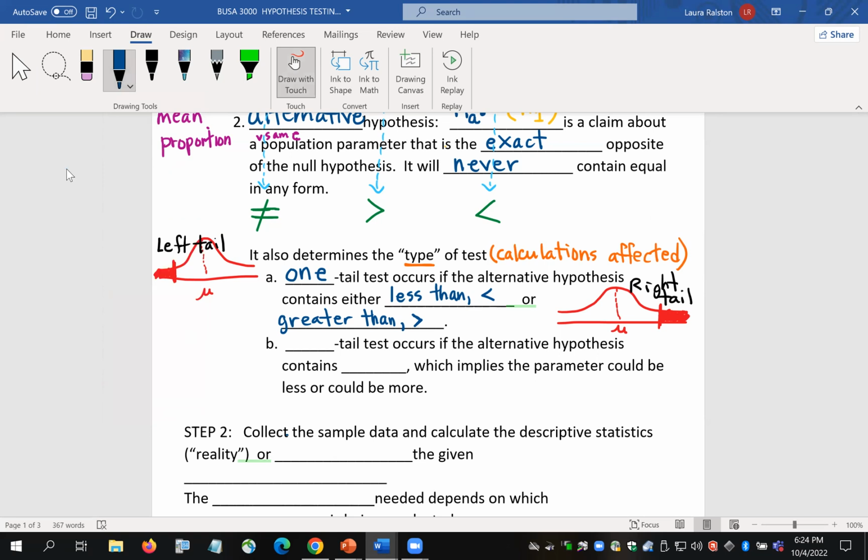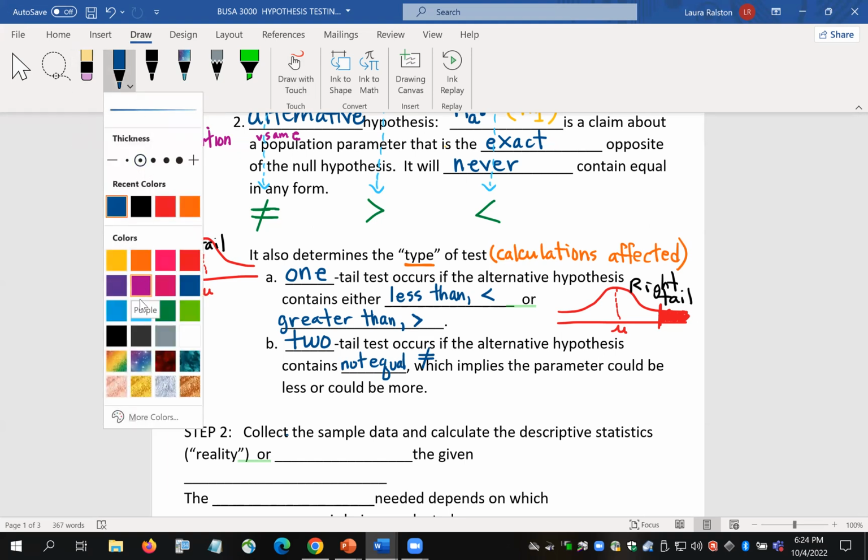The other type of test you can have is a two-tail test. A two-tail test occurs if the alternative hypothesis contains not equal. Because the symbol mathematically not equal means it's not the same. So it could be less or it could be more.